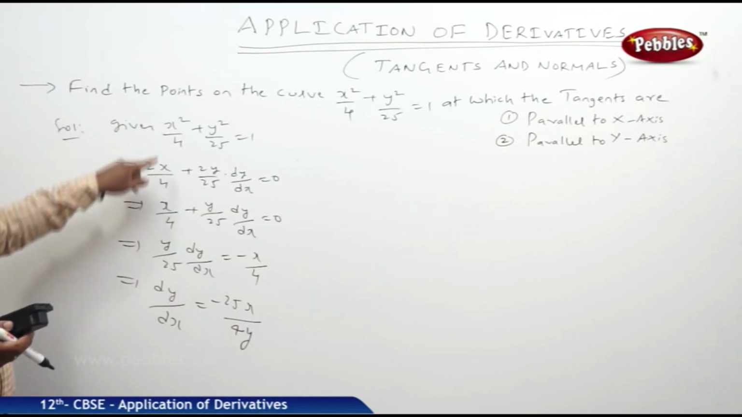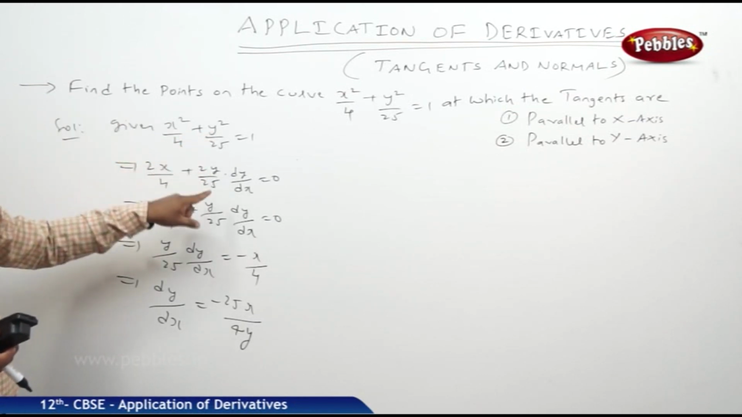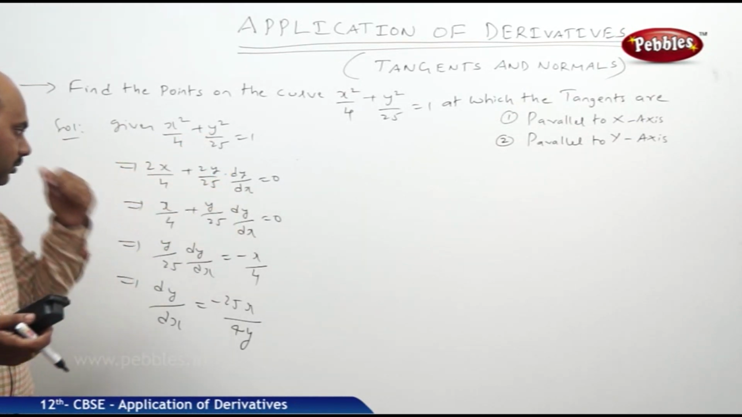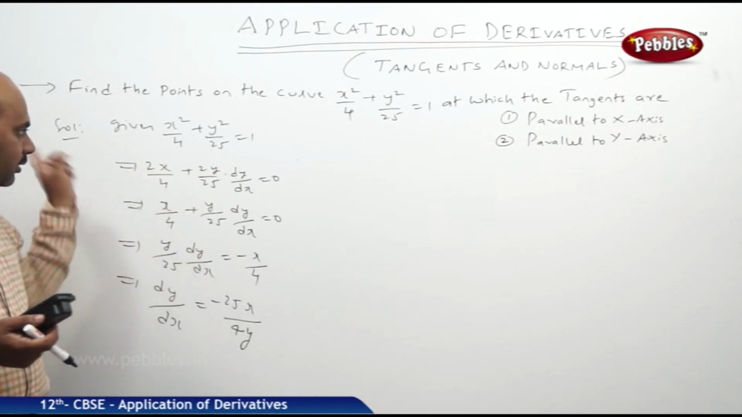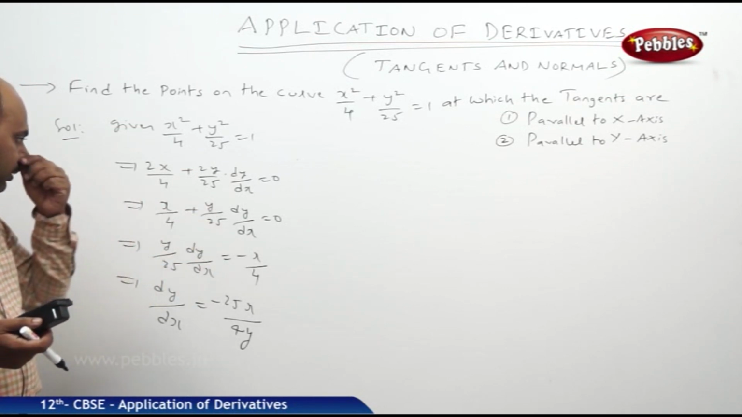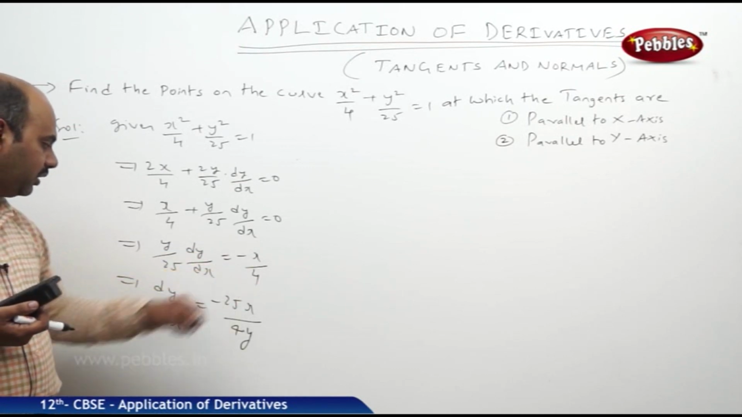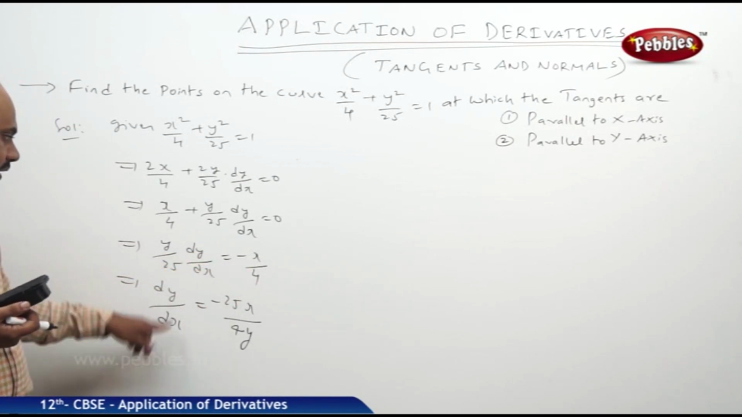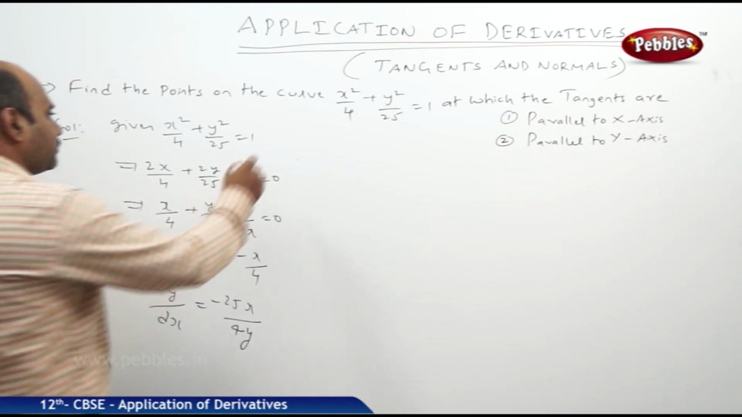Once again I am repeating, x square derivative 2x by 4, y square derivative 2y by 25 into dy by dx is equal to 0. So 2 I am eliminating, that means sending to that side. So x by 4 plus y by 25 into dy by dx is equal to 0. So y by 25 dy by dx is equal to minus x by 4. So dy by dx is equal to minus 25x divided by 4y.